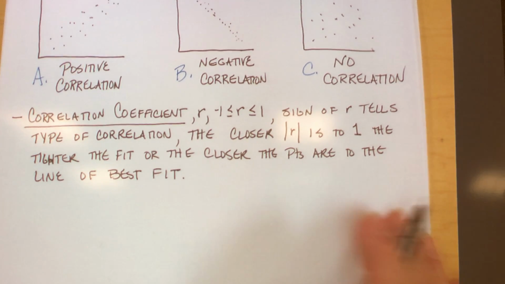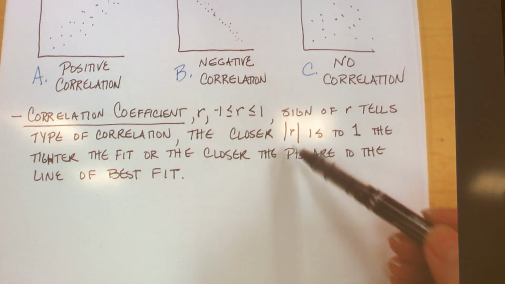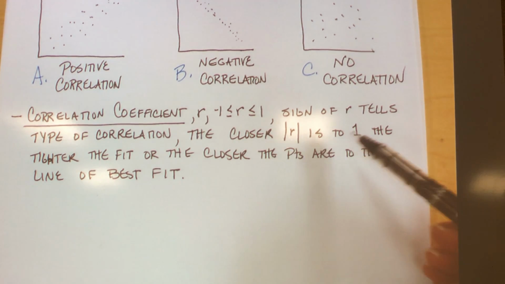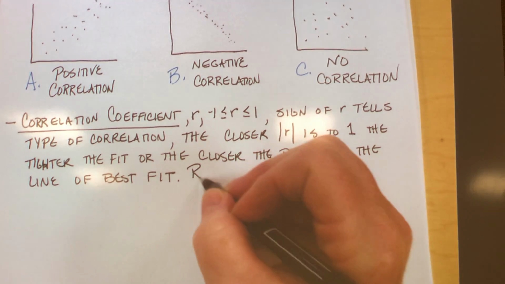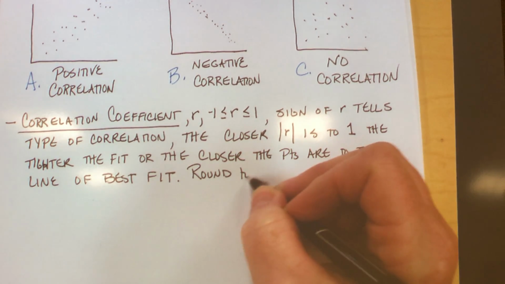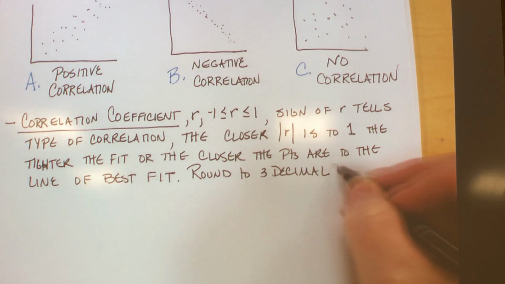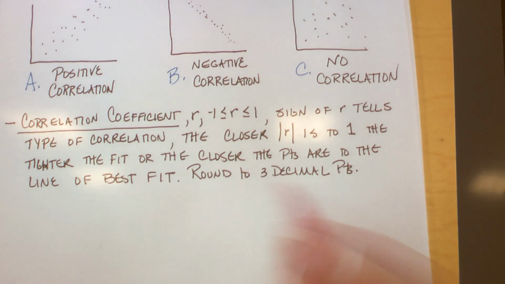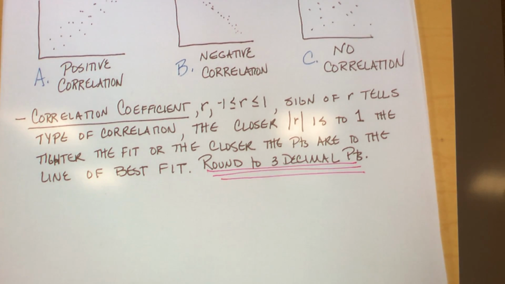So, the closer this number R, without a sign, is to 1, the tighter the graph, the tighter the fit, or the closer all your points are going to be to the line of best fit. We are going to round to 3 decimal places. If you don't, you'll lose points every time you do something. How many decimal places? 3. Every time, people, 3 decimal places.